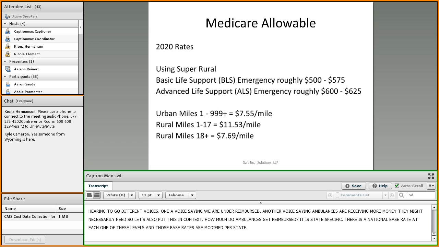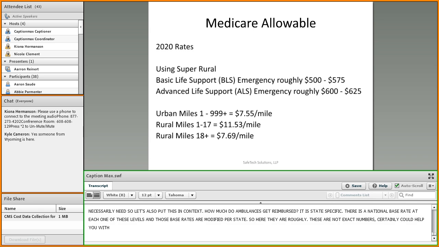So now Congress was hearing two different voices. One voice saying we're under-reimbursed, another voice saying ambulances are receiving more money than they might necessarily need. So let's also put this a little in context. How much do ambulances get reimbursed?